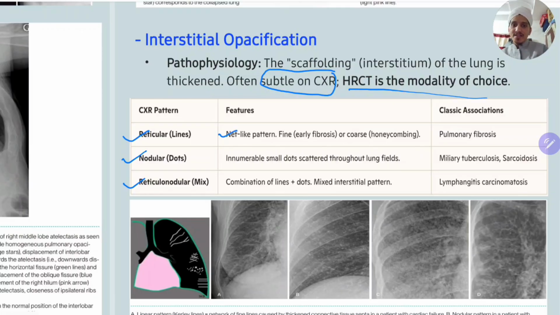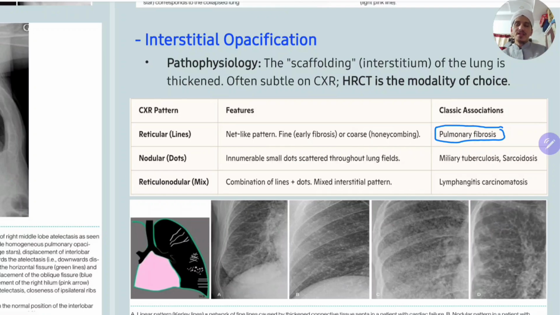So a net-like pattern is seen in early fibrosis if it is fine, or if the lines are coarse, then it is known as honeycombing. Honeycombing is nothing but the hexagonal type of line pattern. You see, honeybees accumulate the honey in this pattern, no? So that is honeycombing. Here you will see coarse lines, and here you will see fine lines. So that is early fibrosis, and coarse, that is honeycombing. You usually see this type of pattern in pulmonary fibrosis, chronic lung diseases.